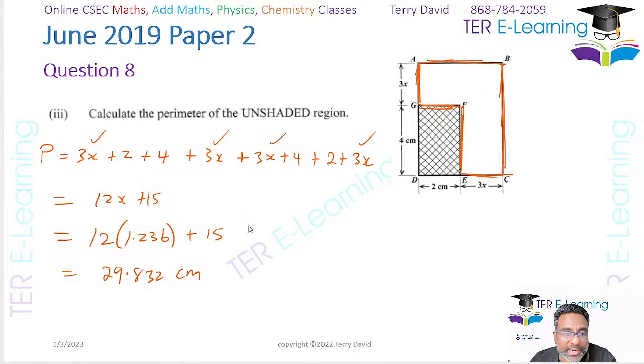All right, let me double check that, make sure I didn't make a mistake. Yeah, I have an error. This is not 15, it's 12. Yeah, this should have been 12 here, right? So it should be 12x plus 12, right? So this will give me 26.832.